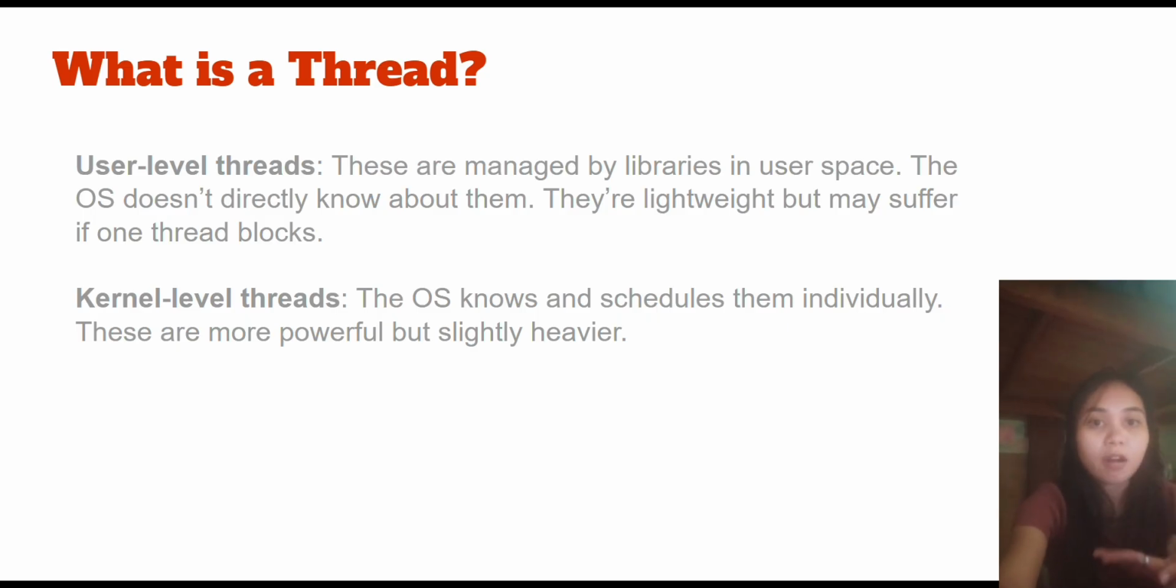So threads are everywhere in real-world applications. A great example of this is in a web browser. One thread might handle rendering, while another thread might handle network downloads and another might play audio.